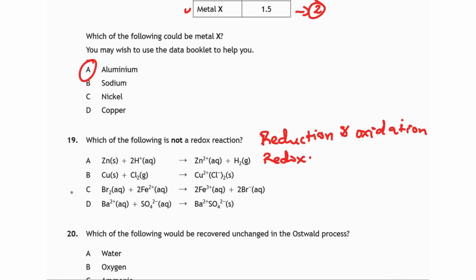While the second one, copper from reactant to product, it lost electrons, while chlorine from reactant to product gained electrons. So that is also redox. Option C, from reactant to product, bromine gained electrons, while iron lost electrons. So that is also redox. But in option D, barium is having a 2 plus, and in the product it's also having a 2 plus. There is neither a gain nor a loss of electrons, and so our option is D.